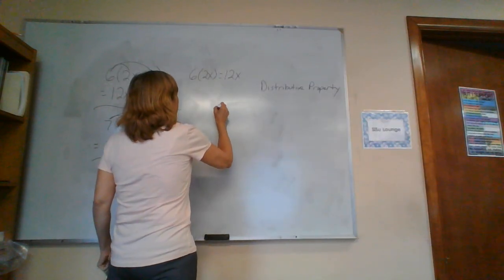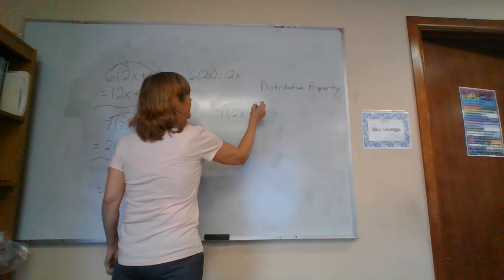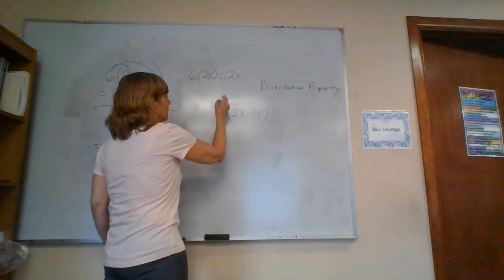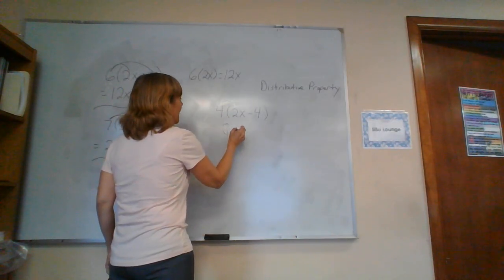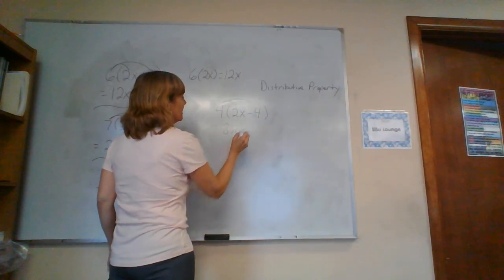Same thing if I use a negative sign. If this is subtracting, still distribute 4 times 2x. 4 times 2 is 8x minus 4 times 4 is 16.